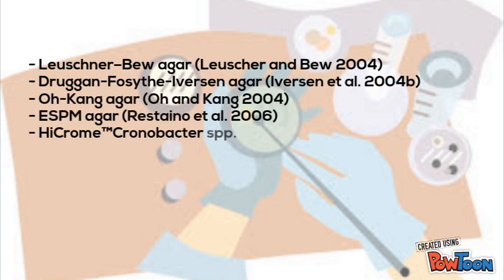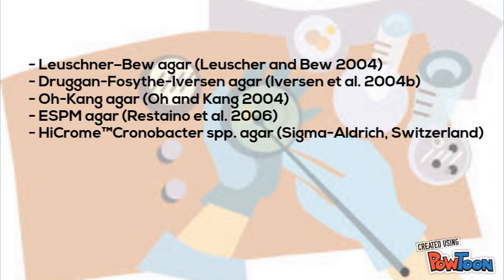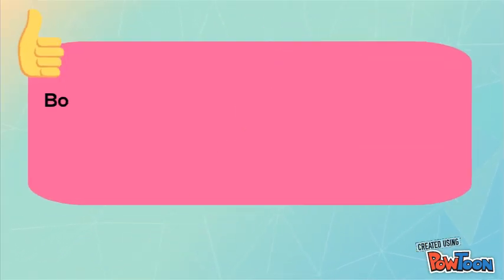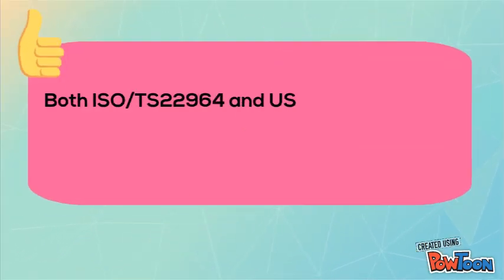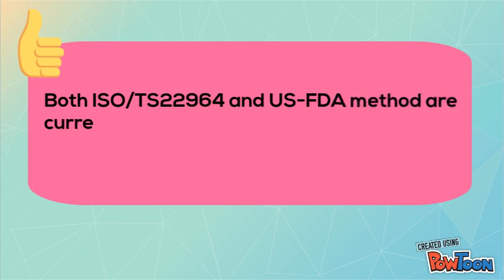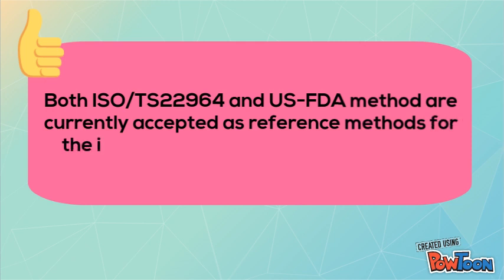The accuracy and reliability of commercially available identification kits for Cronobacter had been questioned because of the false negative and false positive identification. Thus, both the ISO TS 22964 and US FDA method are currently accepted as reference methods for identification of Cronobacter species.